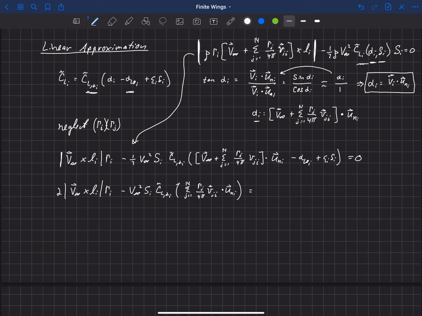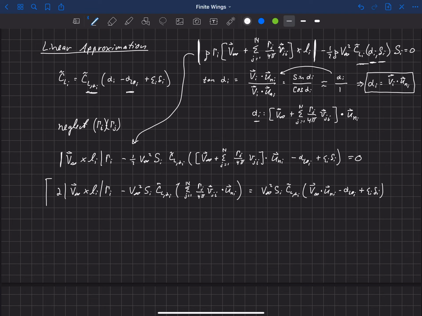Then on the right-hand side, I'm going to move the rest of this stuff over, which was equal to v infinity squared si times cl alpha I times v infinity dotted with u and I minus alpha L0 I plus epsilon I delta I. Okay, let me just make sure we got everything over there. Okay, I think we're looking good.